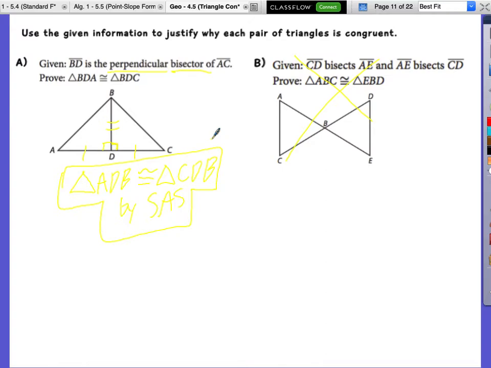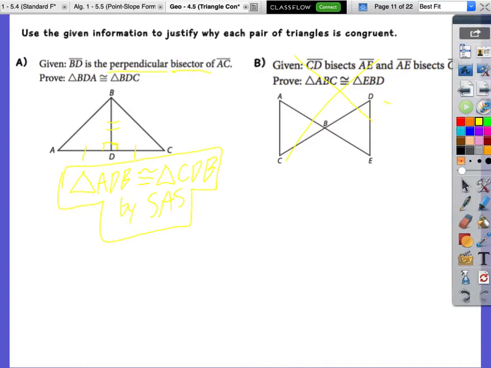It'd probably be good if when we write SAS, we think side angle side. Or if we say side angle side when we see it, because that'll help us remember what it means. If we say SAS, we might forget, oh, side angle side. Okay, we are going to cross out B. Questions on A?